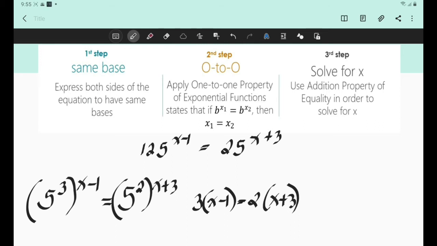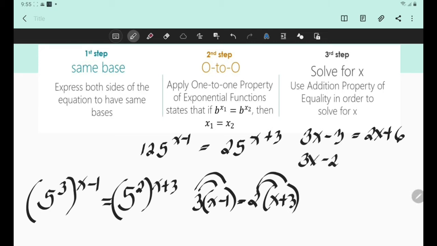Or, in this kind of situation, kailangan i-distribute muna natin si 2 at saka si 3. Okay. So, we have 3x minus 3 is equal to 2x plus 6. Okay. And then, dito, para makasolve natin si x, kailangan we have to combine like terms. So, lahat ng may variables, pag sama-samahin natin. And then, sa kabilang side naman ng equation, kailangan nandun yung ating mga constants. So, we have now 3x minus 2x is equals to 6 plus 3.